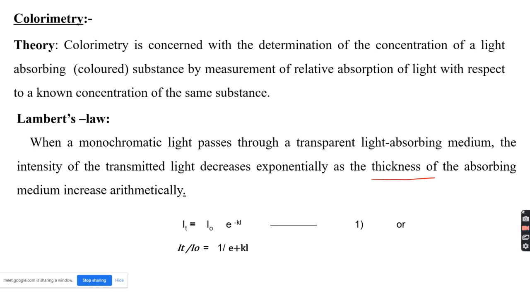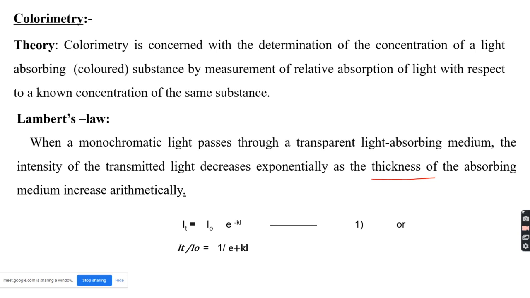Colorimetry is concerned with the determination of concentration by the light absorbing substance, by the measurement of relative absorbance of light with respect to a known concentration of the same substance. That's why we prepare a known concentration of that particular substance. Say if you want to detect cupric ion, then we have to prepare a cupric ion solution. With respect to that standard solution, we detect the amount of that ion present in a given sample.